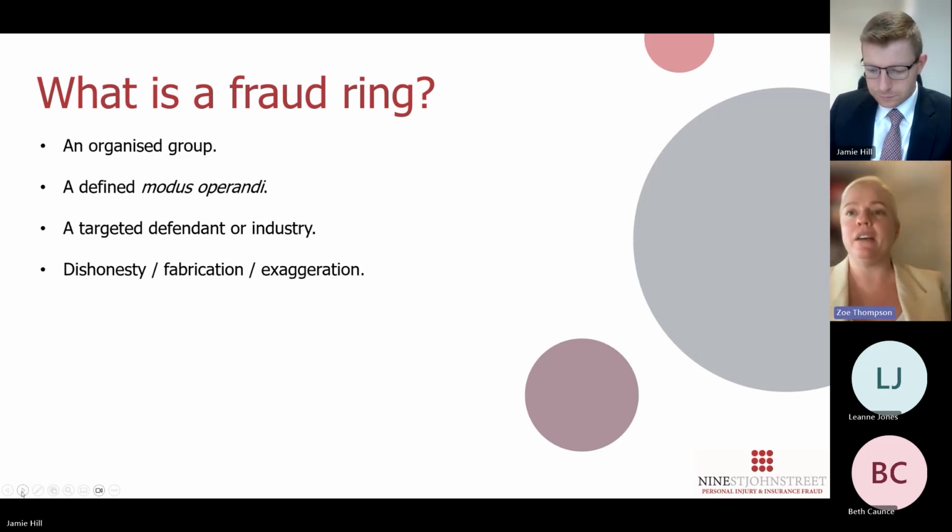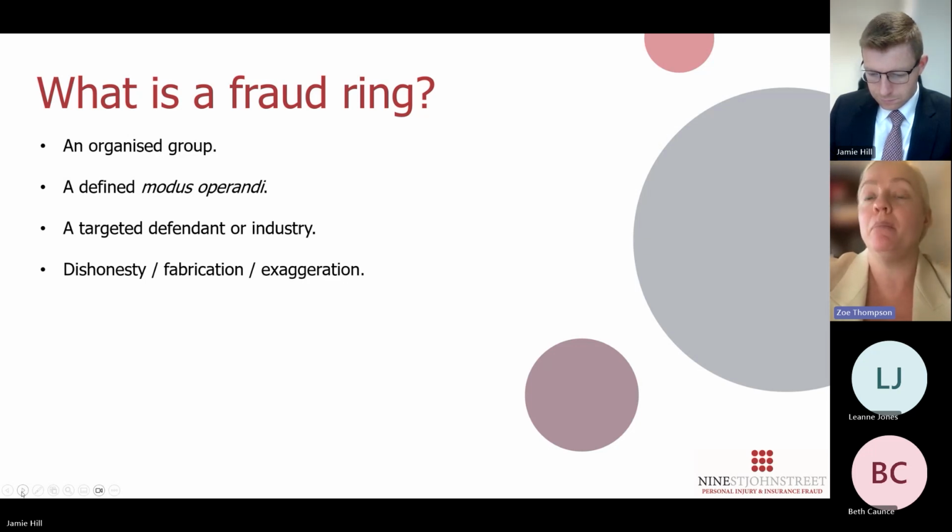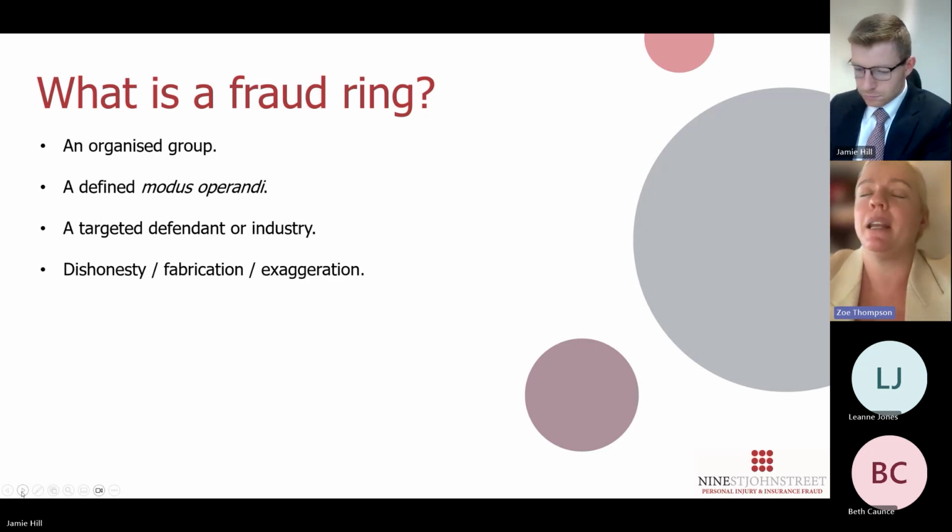Well, you're not going to find a definition in a textbook or in a case, but this is how I define a fraud ring. I'm always looking for an organized group of people. So all that really means is it's the same people or organizations that you think are perpetrating the fraud. The second thing you're going to look for is a defined modus operandi. And in the next slide, I'm going to explain what exactly that means.